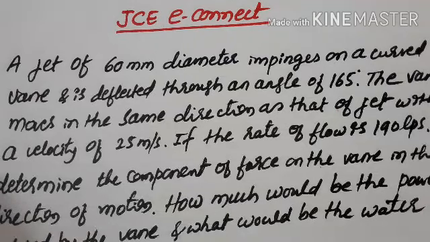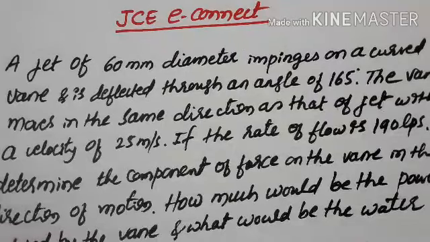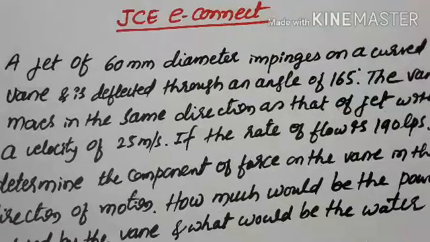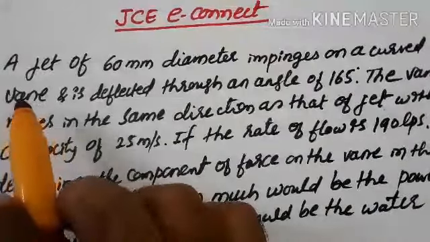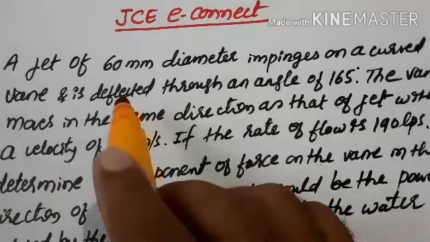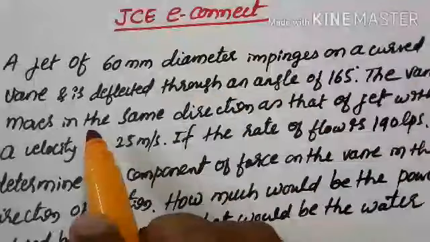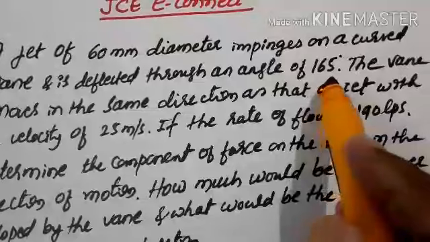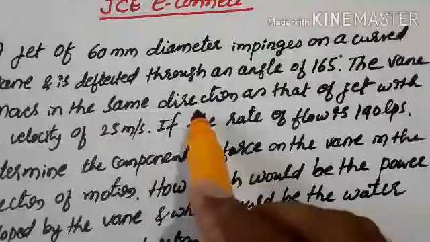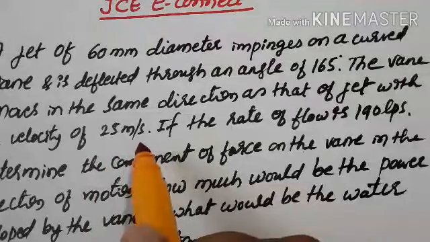So in this particular lecture, we'll continue with some more problems on impact of jet on curved vanes, considering the velocity triangle. So in this session, I'll be taking a problem: a jet of 60 millimeter diameter impinges on a curved vane and is deflected through an angle of 165 degree. The vane moves in the same direction as that of the jet with a velocity of 25 meter per second.